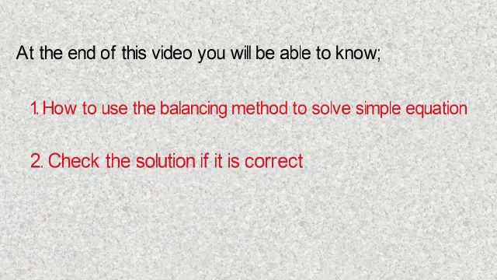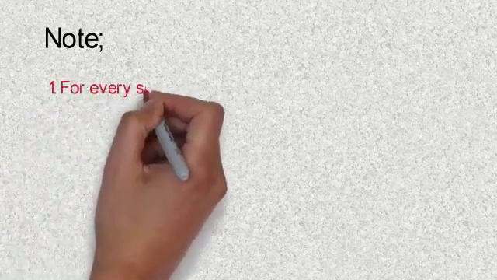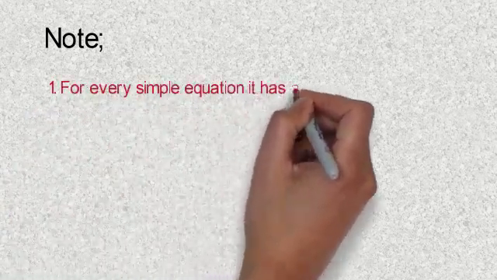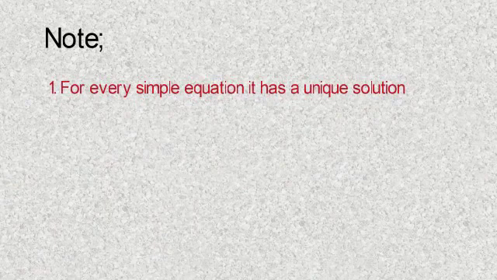In our previous video on simple equation 1, we learned how to express a word problem into a mathematical equation. So we shall continue from where we stopped to further see how we can solve a mathematical equation. So note this: for every simple equation, it has a unique solution. For every simple equation, it has what?